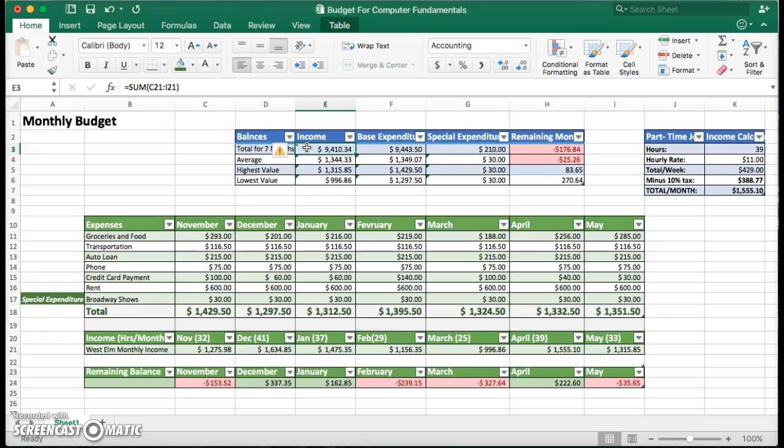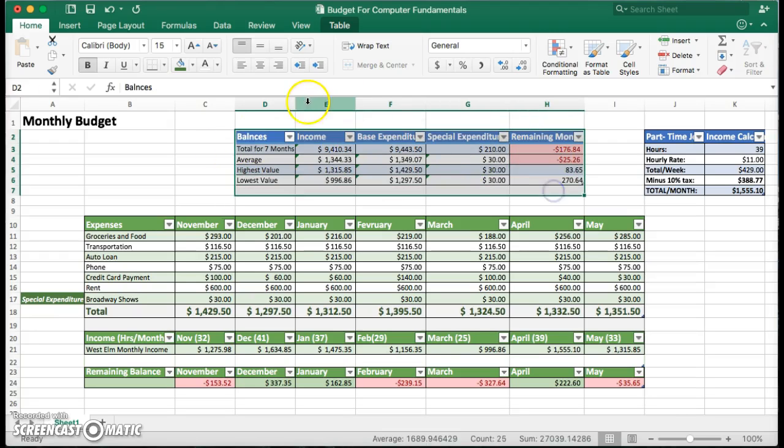In the next table, I provided a total sum, average, maximum, and minimum value for my income, base expenditures, special expenditures, and then the remaining balance would be my expenditures minus my income. Values that were negative were then put in red, and all borders were added to each of the tables.